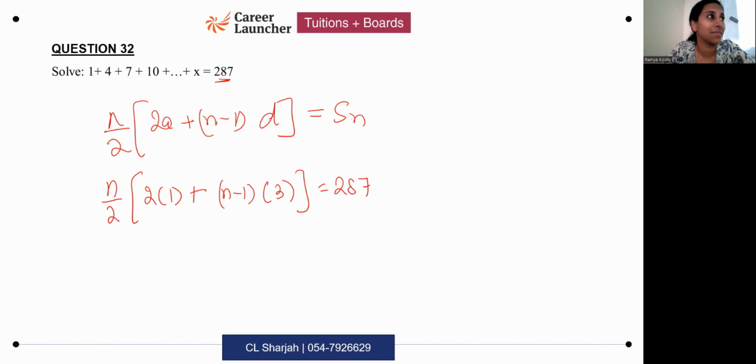So how would we know it's an AP? Because the difference between the terms is the same, 3. 1 plus 4 plus this, the meaning of that is that the sum of all the terms is 287. And the terms are all like terms of an AP, right? Solve this, please.